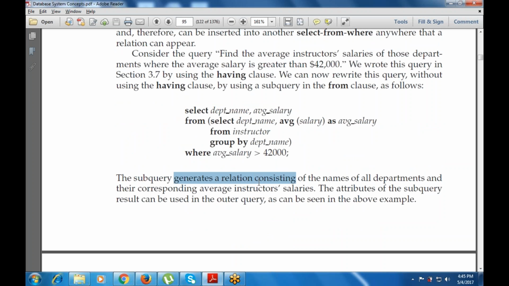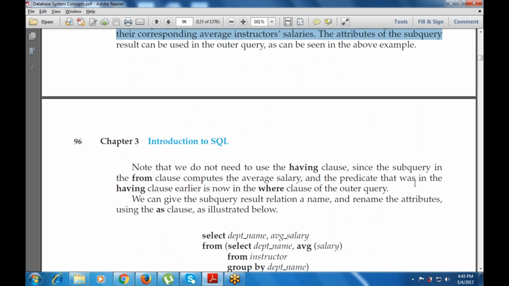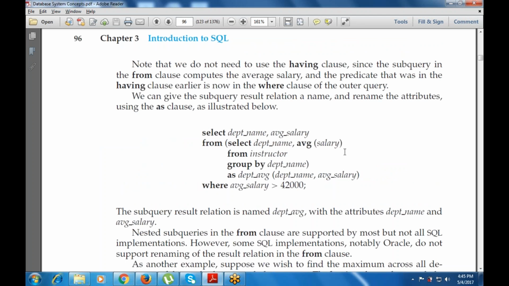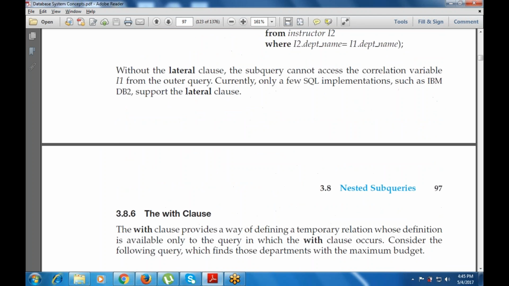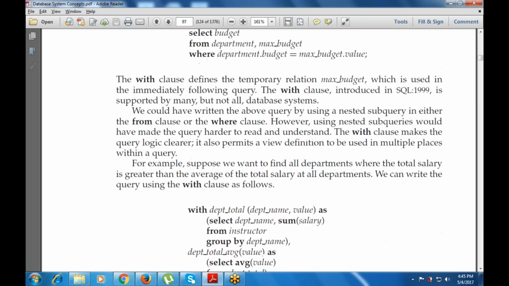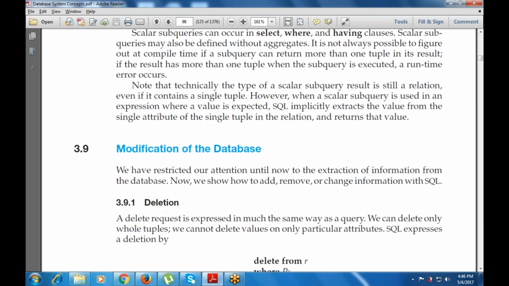The subquery generates a relation consisting of the names of all the departments and their corresponding average instructor salaries. Note that we do not use the having clause since the subquery in the from clause computes the average salary, and the predicate that was in the having clause earlier is now in the where clause of the outer query. So we can give the subquery result relation a name and rename the attributes using the as clause. Then next is the with clause and scalar subqueries.